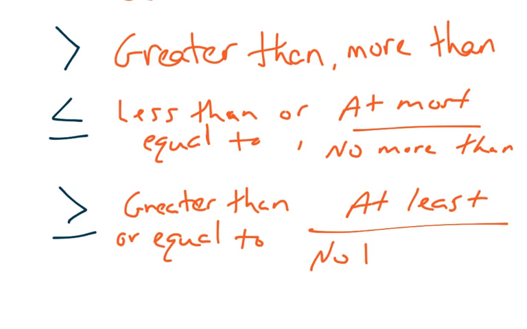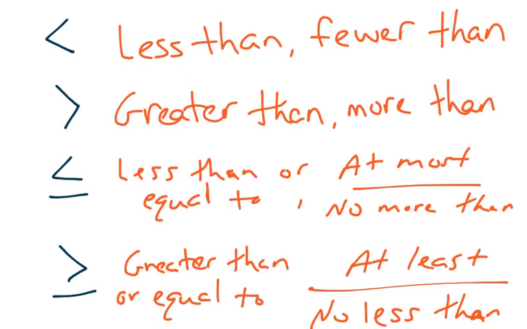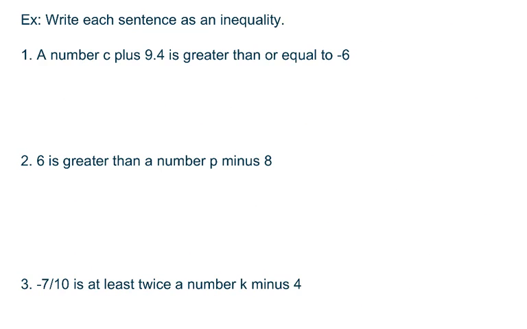No less than. So think about if I need no less than 4 people in my car to be in the carpool lane, I need 4 or more. I could have exactly 4 or I could have more than 4. So those are the 4 main inequality symbols: less than, greater than, less than or equal to, or greater than or equal to. So let's try to do some translating here.